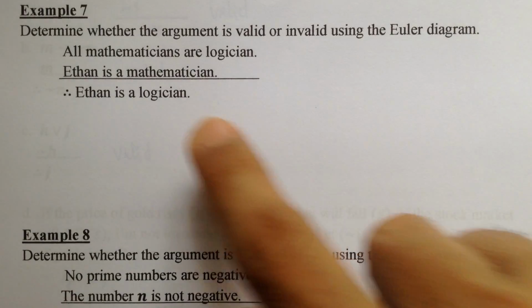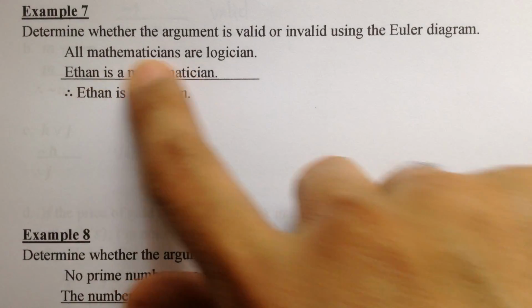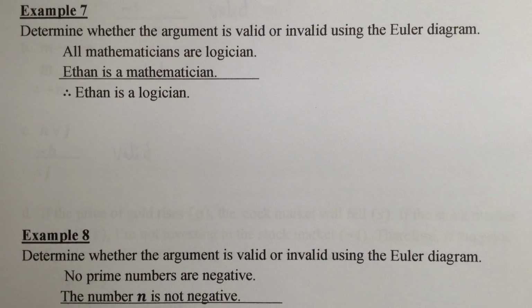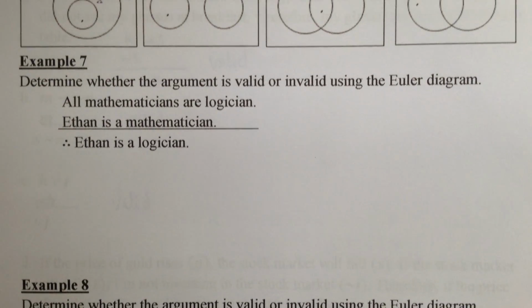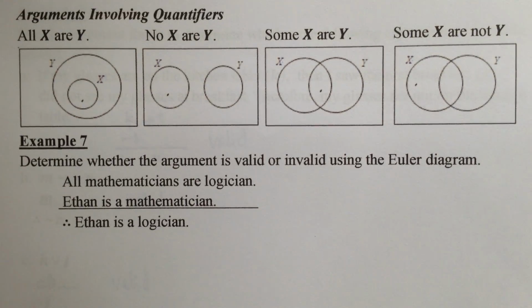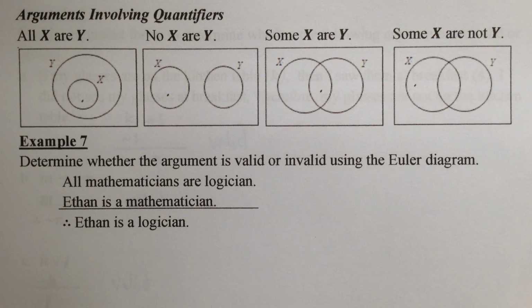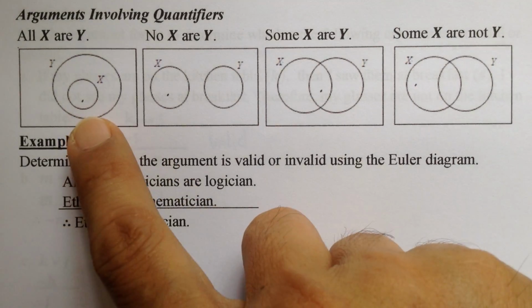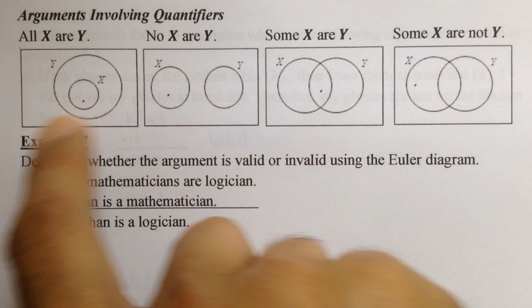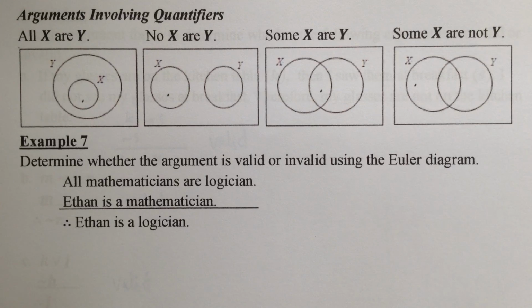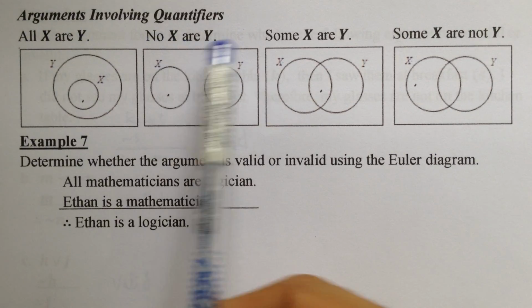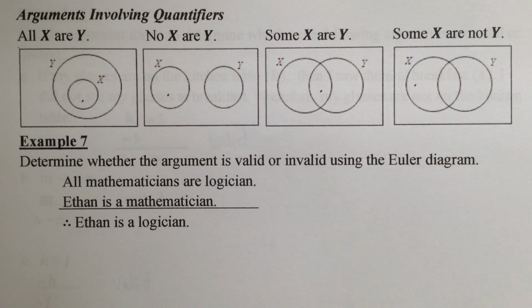Now, before we determine whether this argument is valid or invalid, we will use the Euler diagram as our guide for that matter. Okay, this is the Euler diagram. This is actually similar to the Venn diagram, where you have the square or rectangle and sets are placed inside that rectangle. And these are statements that are expressed using quantifiers.